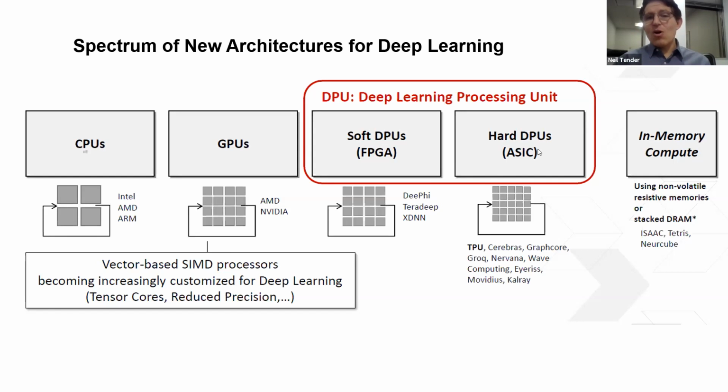And then hard DPU. Hard DPU is like the soft DPU, except it's hardened, and that's your TPU. And then there are other companies and research projects building their own customized deep learning accelerator chips in an ASIC. I won't go into them because I don't know a whole lot about them. I don't know that there's a lot commercially available yet at this point.